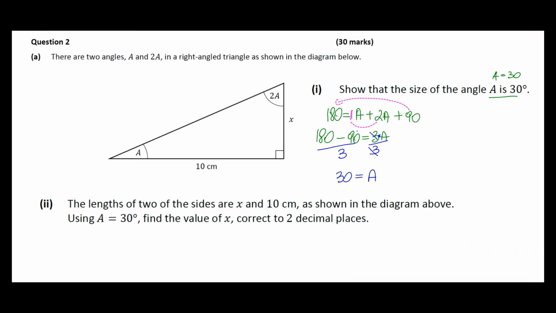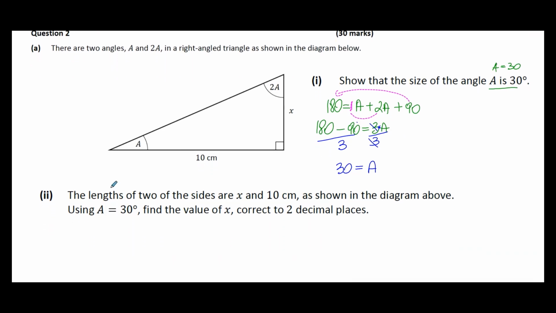Okay, and then we have the second part. The lengths of the two sides are x and 10 centimeters, as shown in the diagram. Using the fact that this angle is 30, and by the way, what's this angle? Twice as big, that is 60. Find the value of x correct to 2 decimal places.